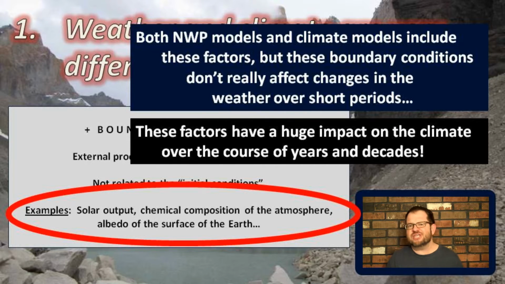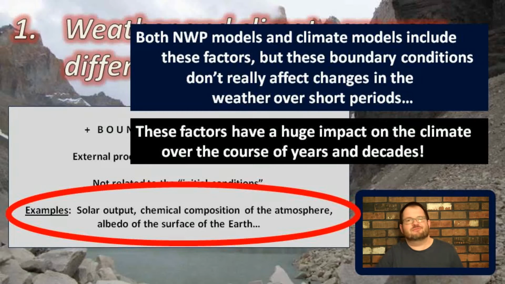But boundary conditions actually don't have a huge effect on day-to-day weather. Okay, if I started with the weather right now, but somehow magically, I don't know, due to a big volcanic eruption or something, doubled the amount of carbon dioxide in the atmosphere, that wouldn't actually change the weather over the next few days. It would change the weather drastically over the next few decades, as the greenhouse effect from all this new carbon dioxide added up.